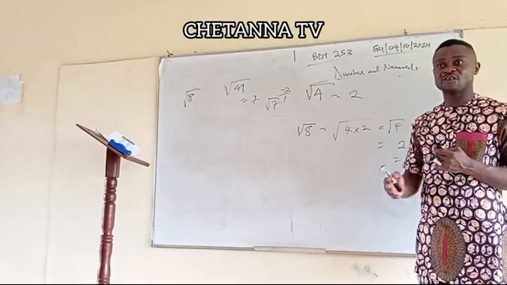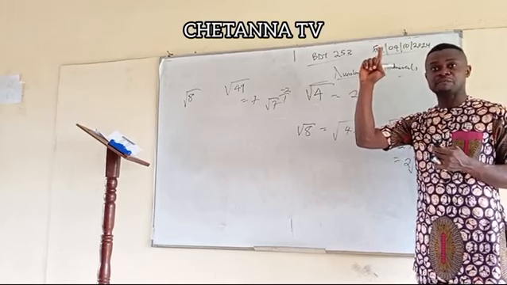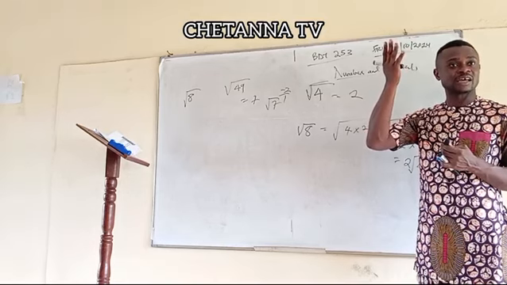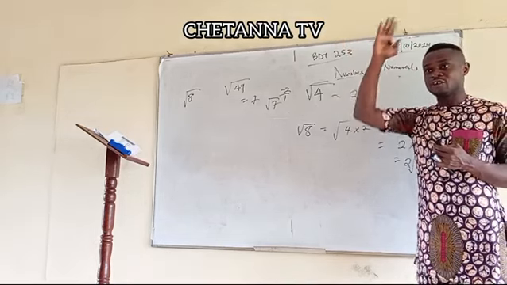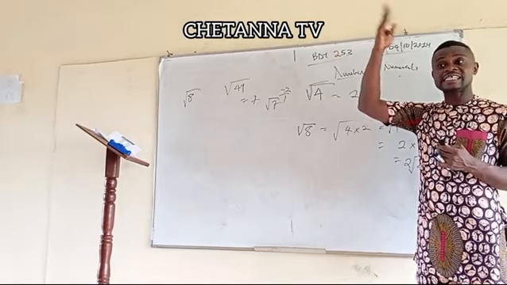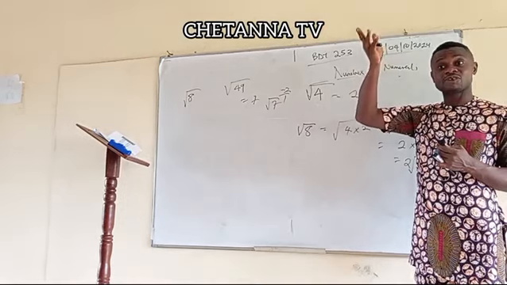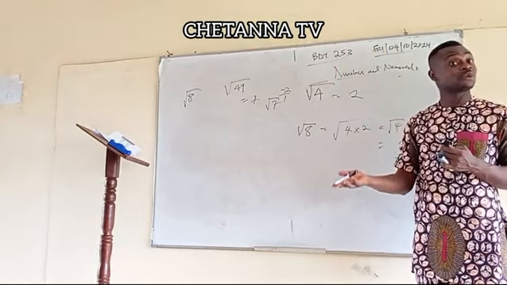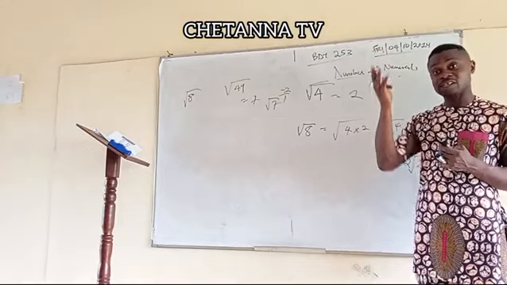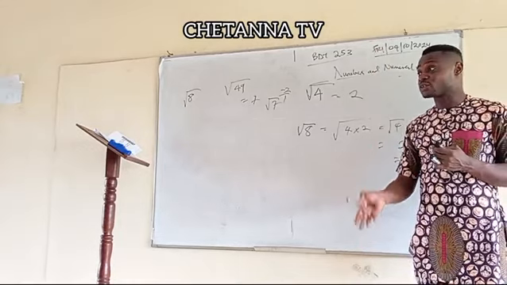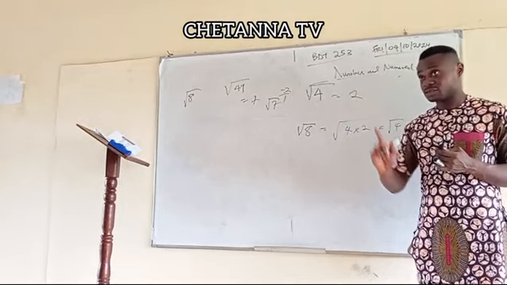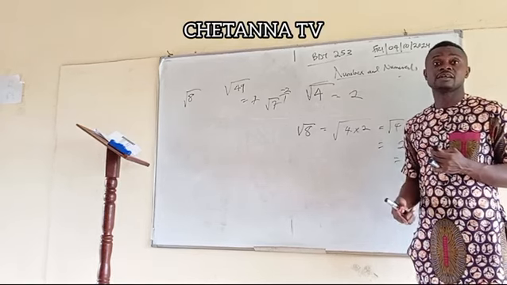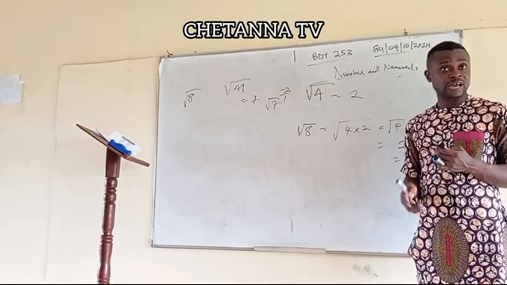Perfect squares are things like 2 times 2 is what? 4. 4 is a perfect square. 3 times 3 is what? 9. 9 is a perfect what? Square. 5 times 5 is what? 25. 25 is a perfect what? Square. 6 times 6 is what? 36. 36 is a perfect what? Square. 7 times 7 is what? 49. 49 is a perfect what? Square. 8 times 8 is what? 64. It's a perfect square. 9 times 9 is what? 81. It's a perfect square. It's not a surd. 10 times 10 is what? 100. It's a perfect square. Am I communicating?